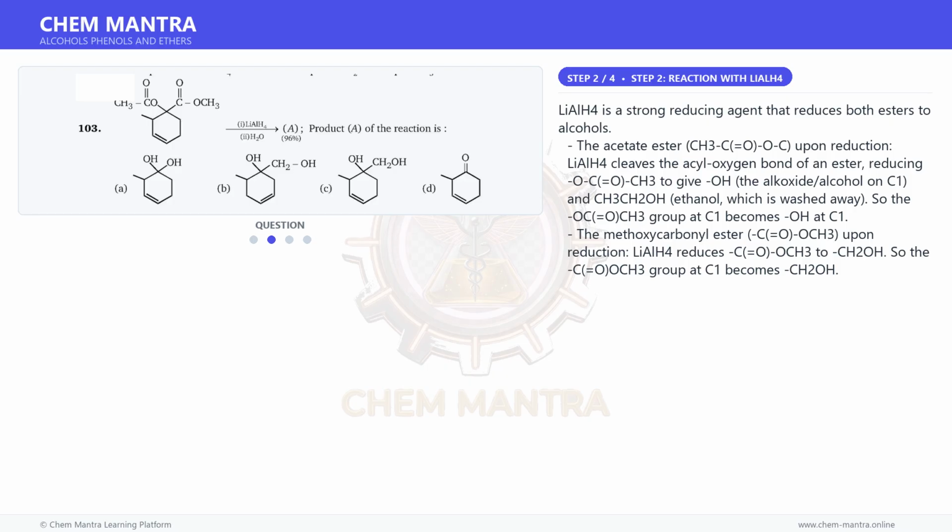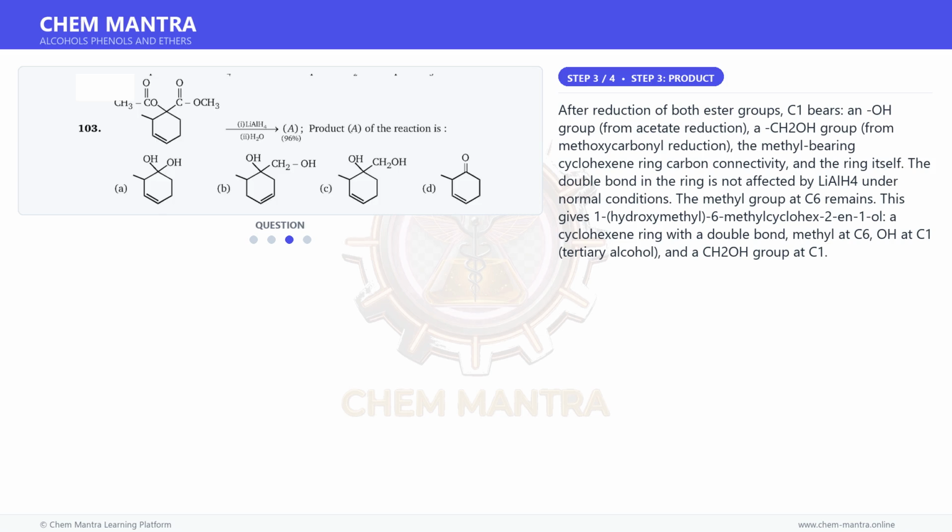The methoxycarbonyl ester, C=O, OCH3. Upon reduction, LiAlH4 reduces C=O, OCH3 to CH2OH. So the C=O, OCH3 group at C1 becomes CH2OH.